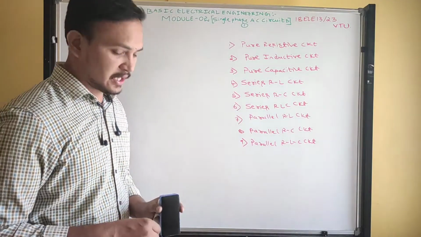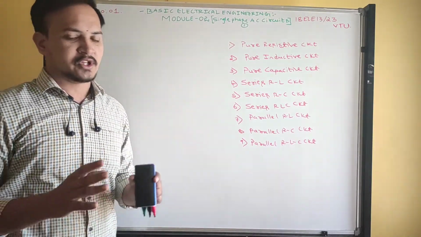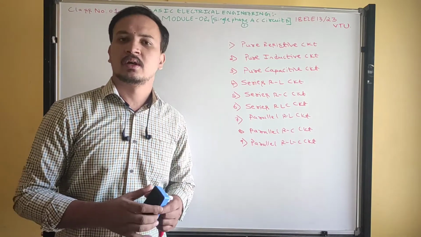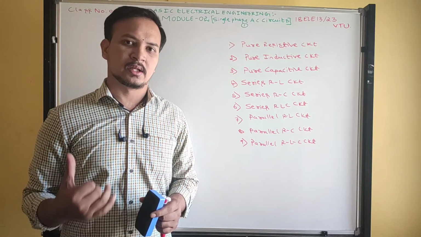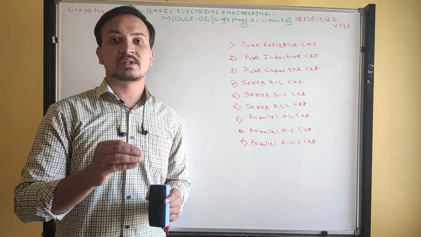So today we can start module 2, and in module 2 we have two parts. First part is single phase AC circuit and the second part is three phase AC circuit. See, in this part, a lot of derivations are there.